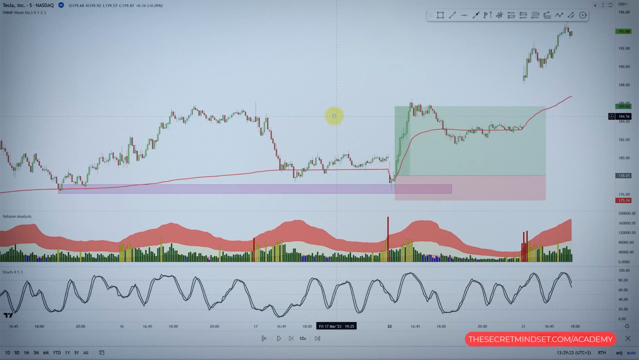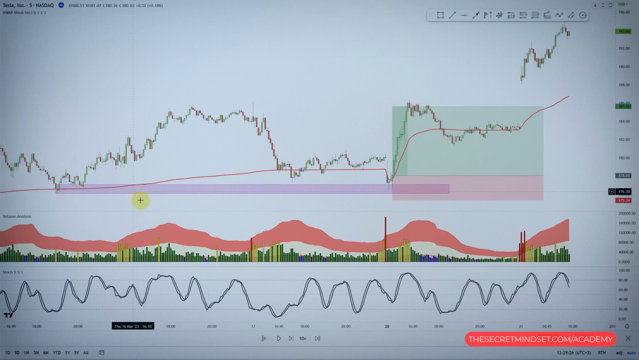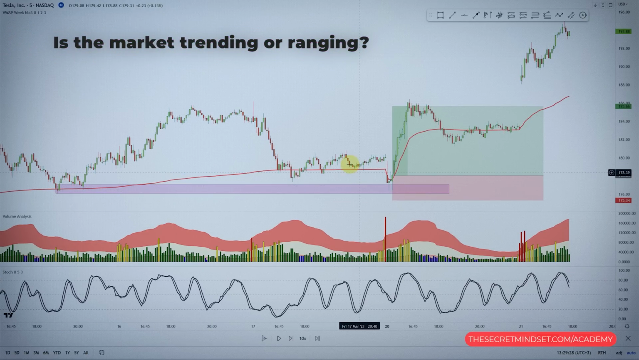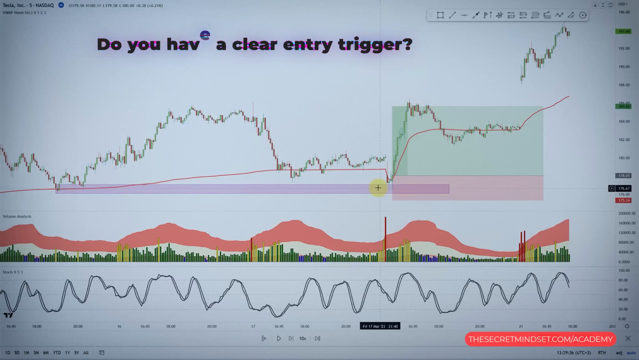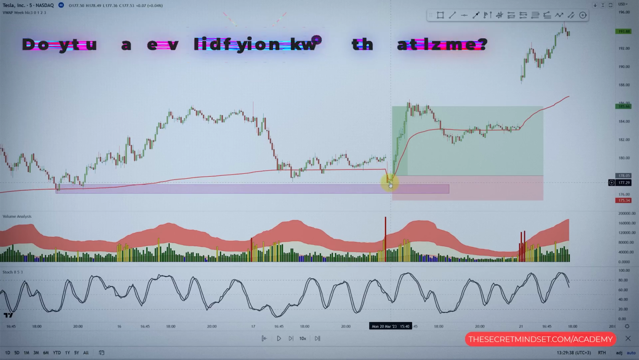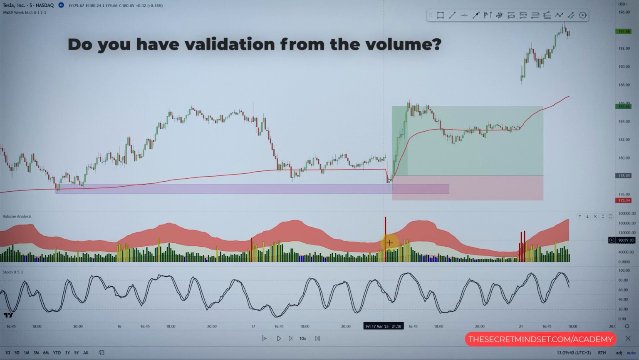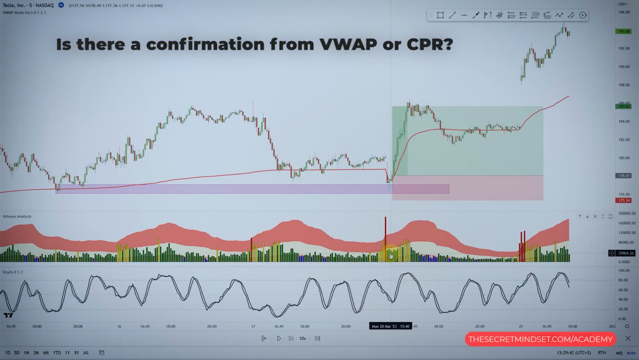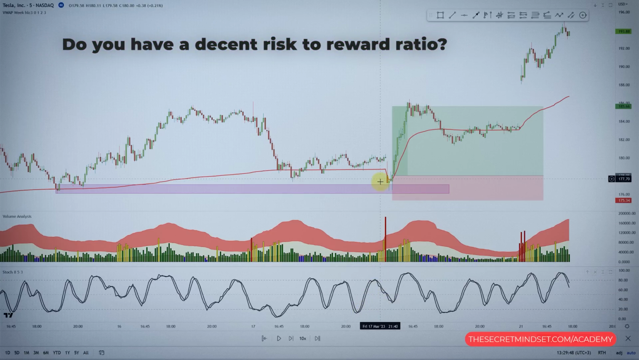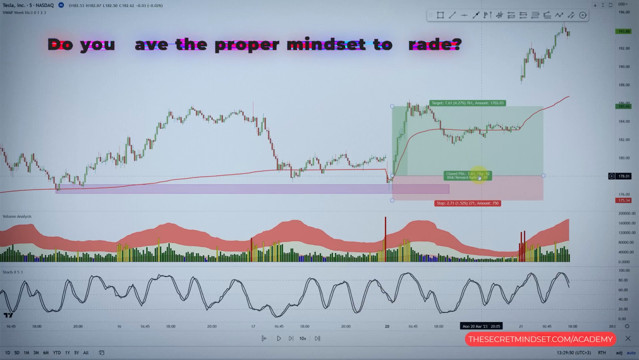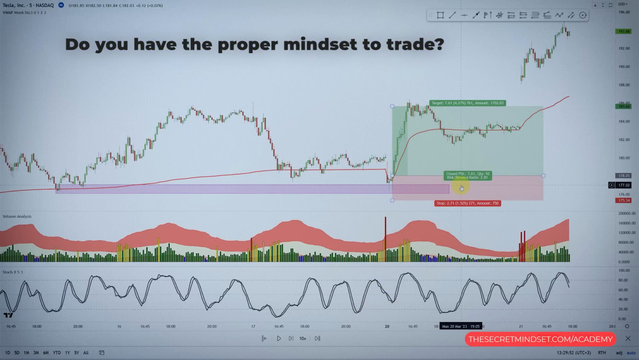Here's a simple example of a day trading checklist. Is the market trending or ranging? Is there a significant level of support or resistance, or a supply or demand nearby? Do you have a clear entry trigger? Do you have validation from the volume? Is there a confirmation from the VWAP or the central pivot range? Do you see a divergence? Do you have a decent risk-to-reward ratio? Or do you have the proper mindset to trade?